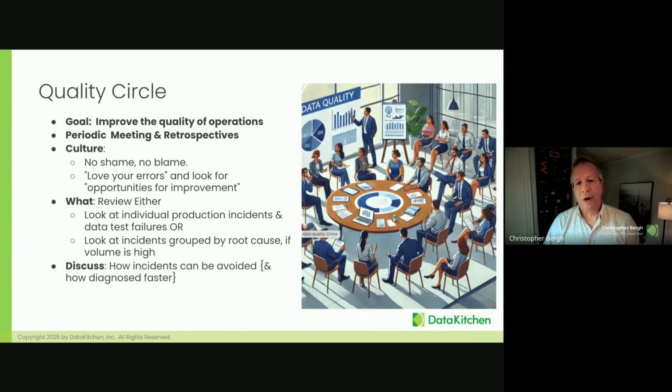The whole point here is that you want your test coverage to increase over time. At every point along the way, you want to have meetings called quality circles where you're looking at what's the right improvement I can make to improve my coverage, and do that in a way where you don't have shame and blame.